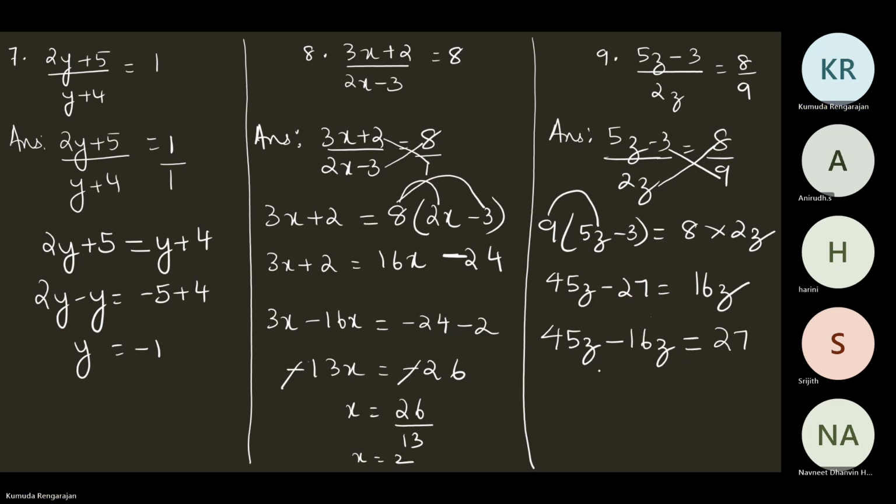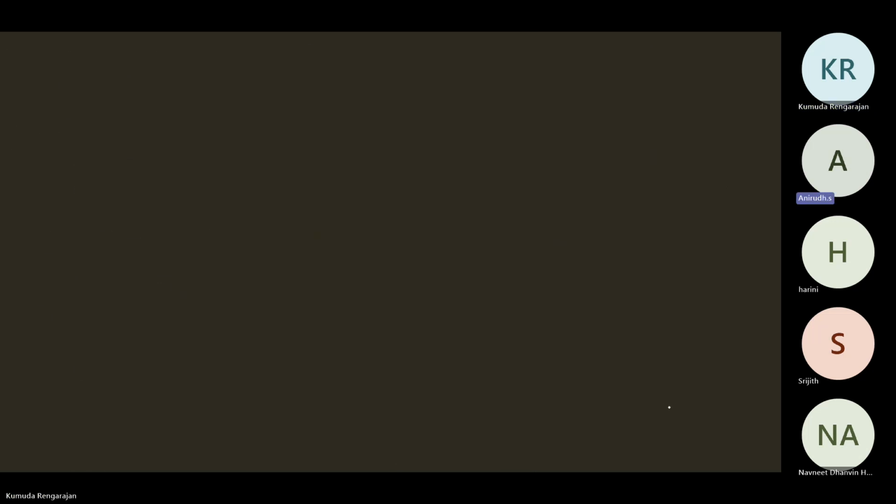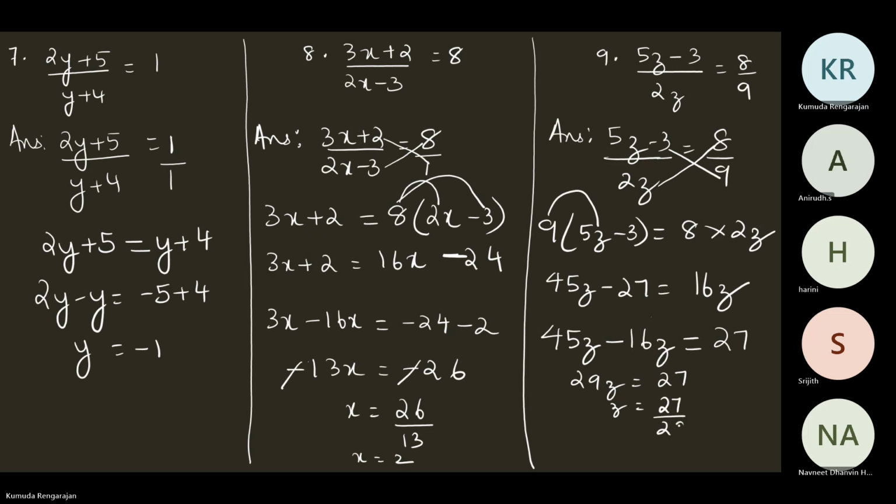Next. 29z is equal to 27. So z is equal to 27 by 29. No, you can leave it like this because it's a proper fraction. Yeah, very good, Anirudh.